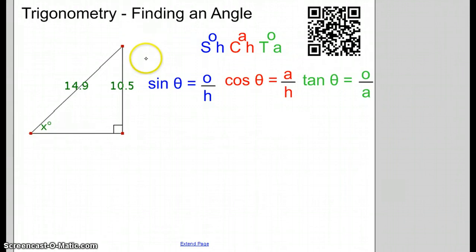Hi there, in this video we're going to be finding an angle in a right angle triangle using two sides and basically a process of using trigonometry.